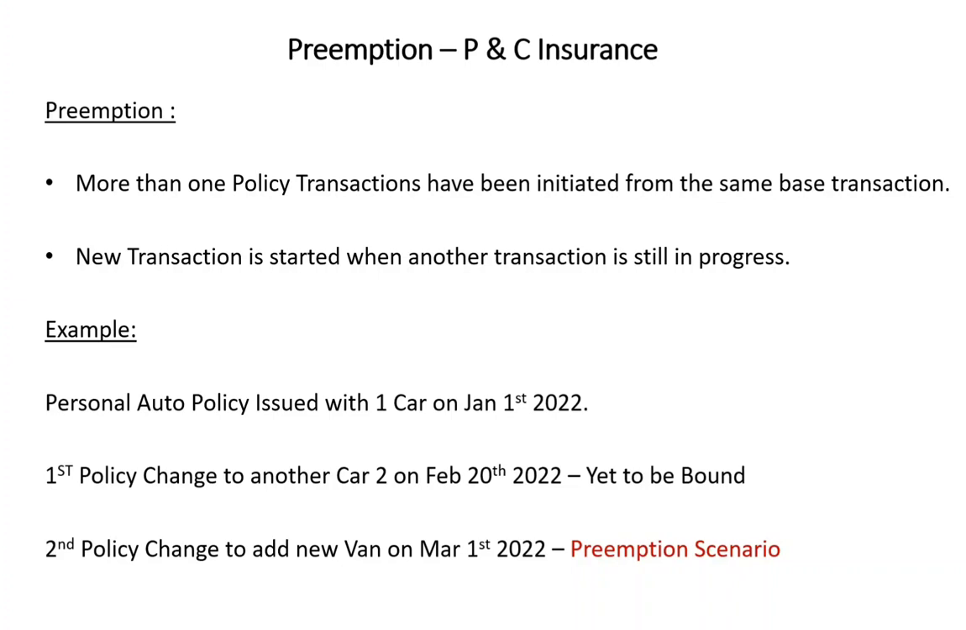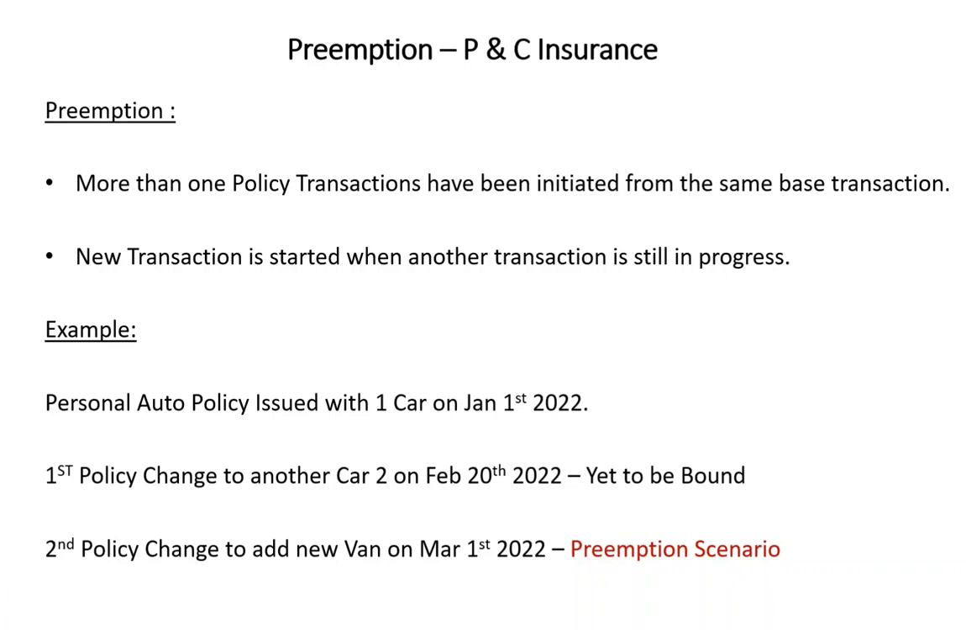Before even completing the first policy change, say you got a new van, a bigger car, on March 1st, 2022. Before completing the first policy change, you are starting the second policy change. This is where preemption is going to come into play. The happy path could have been you complete your first policy change 100% and then start the second policy change, where it is very clean.